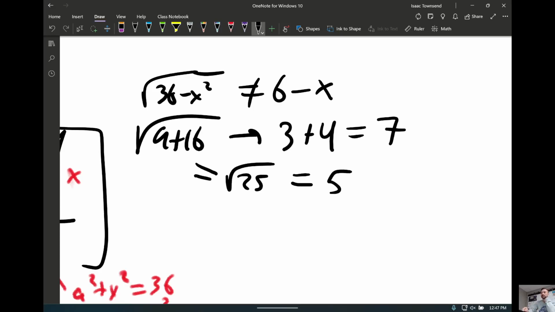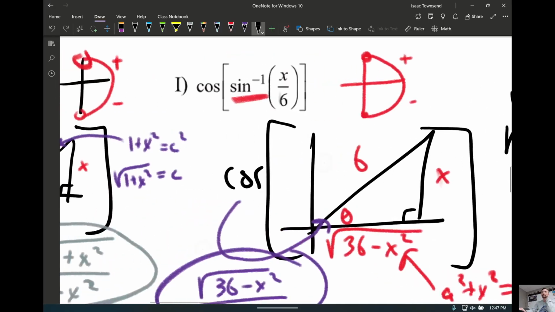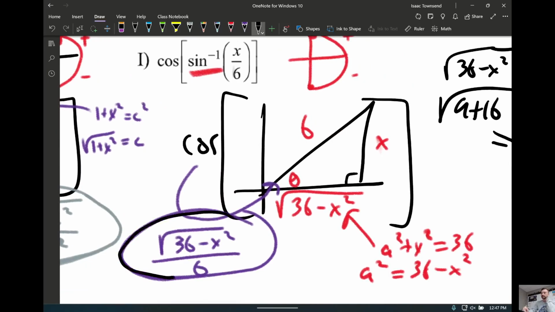Oh, right. You have to do the operations inside the operation, right? Correct. Yeah, so you have to leave that alone. Leave that as is. You can't simplify the square root of 36 minus x squared. I know it's tempting, but it does not go further.